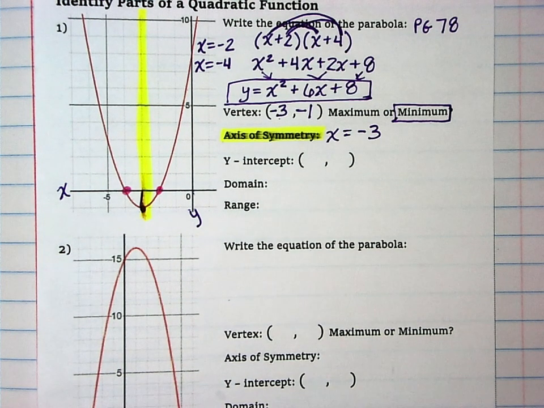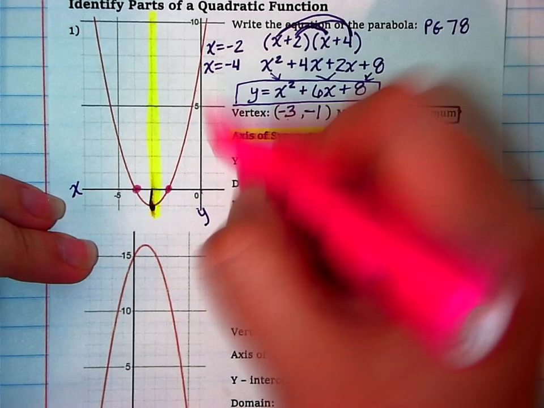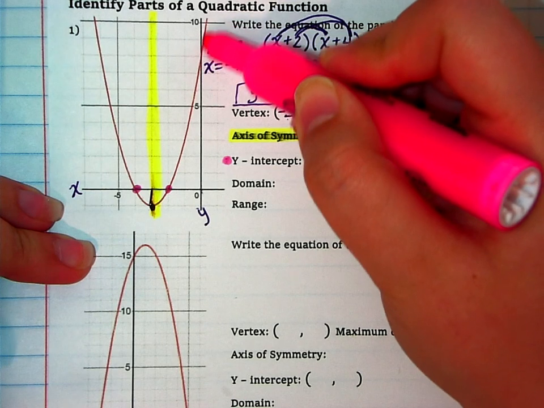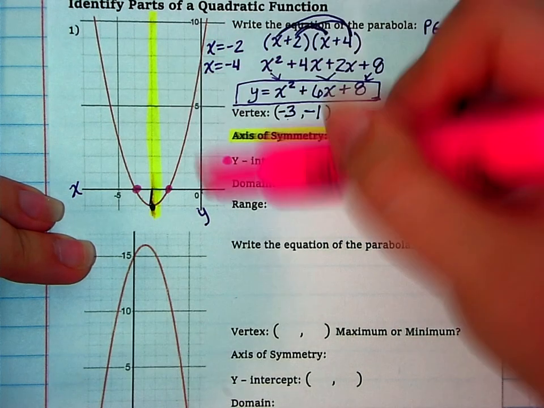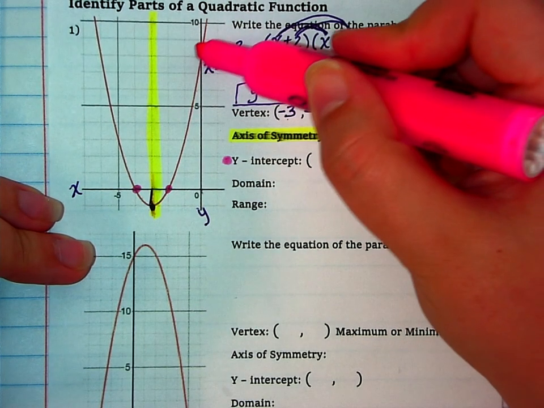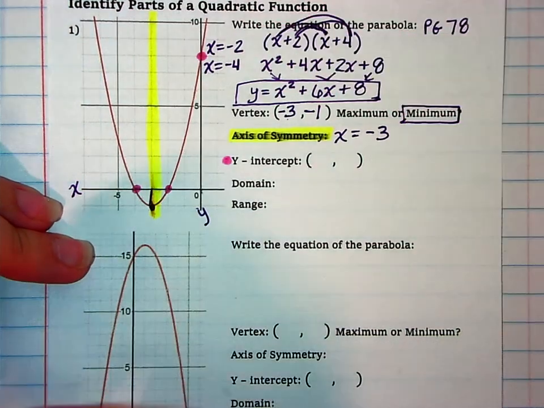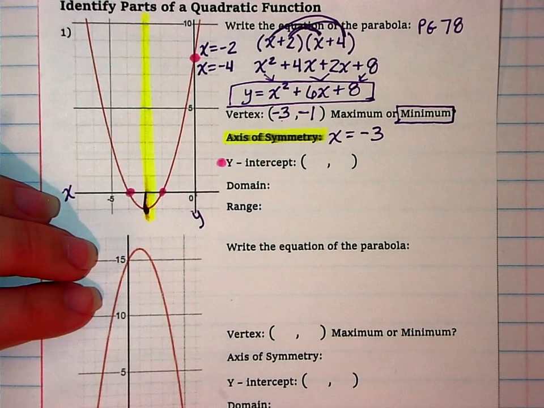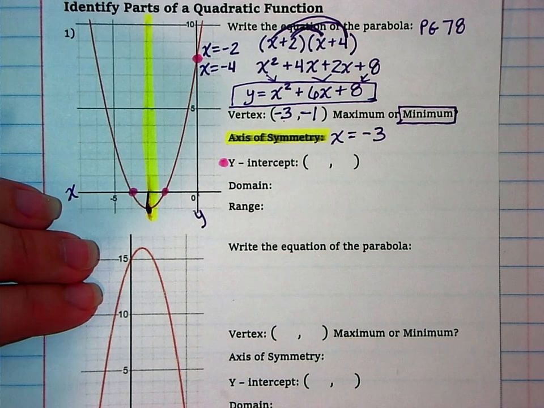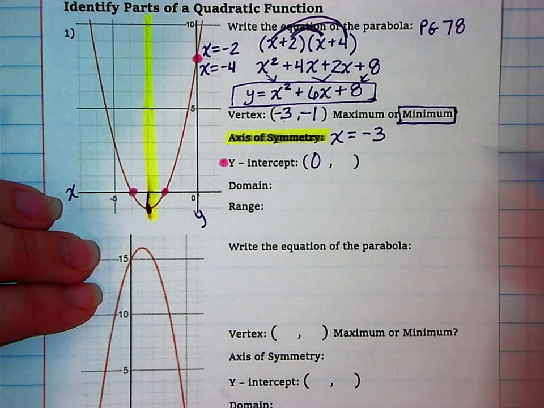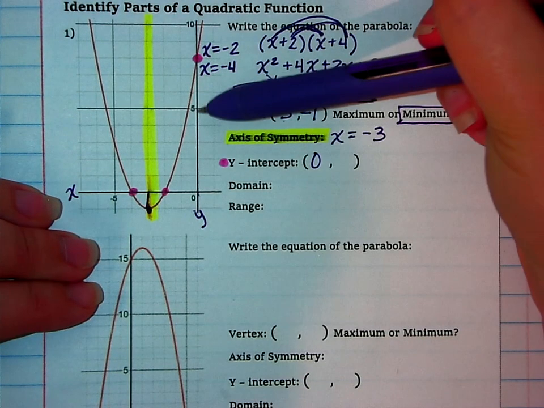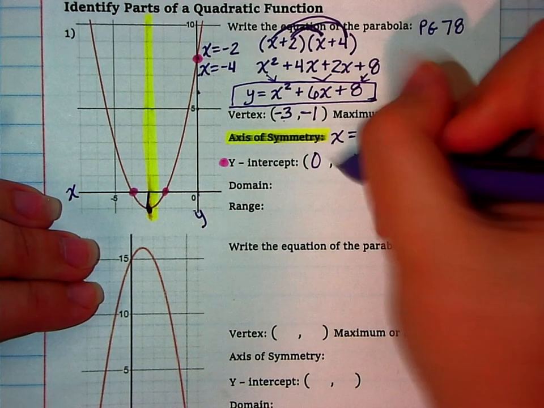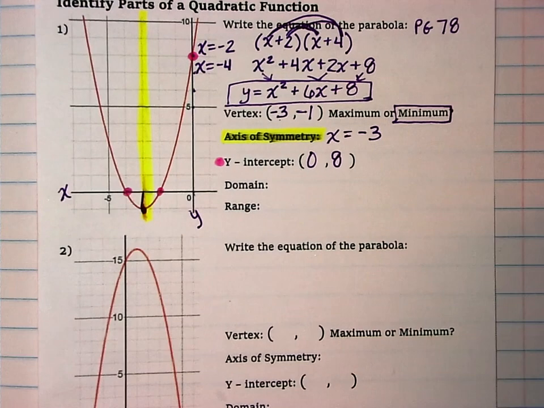All right, next, our y-intercept. The y-intercept is where the parabola crosses over the y-axis. So this is the y-axis, and the parabola goes through it right here. So the y-intercept is where x is 0. And let's count. We're at 5 here, 6, 7, 8. So our y-intercept is at 0, 8.